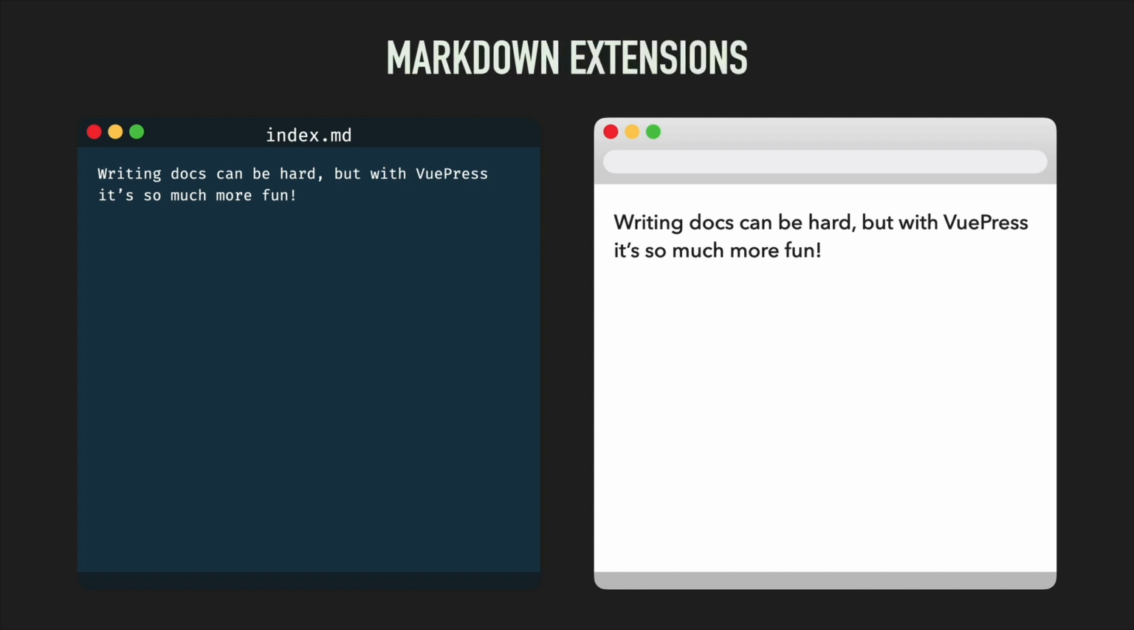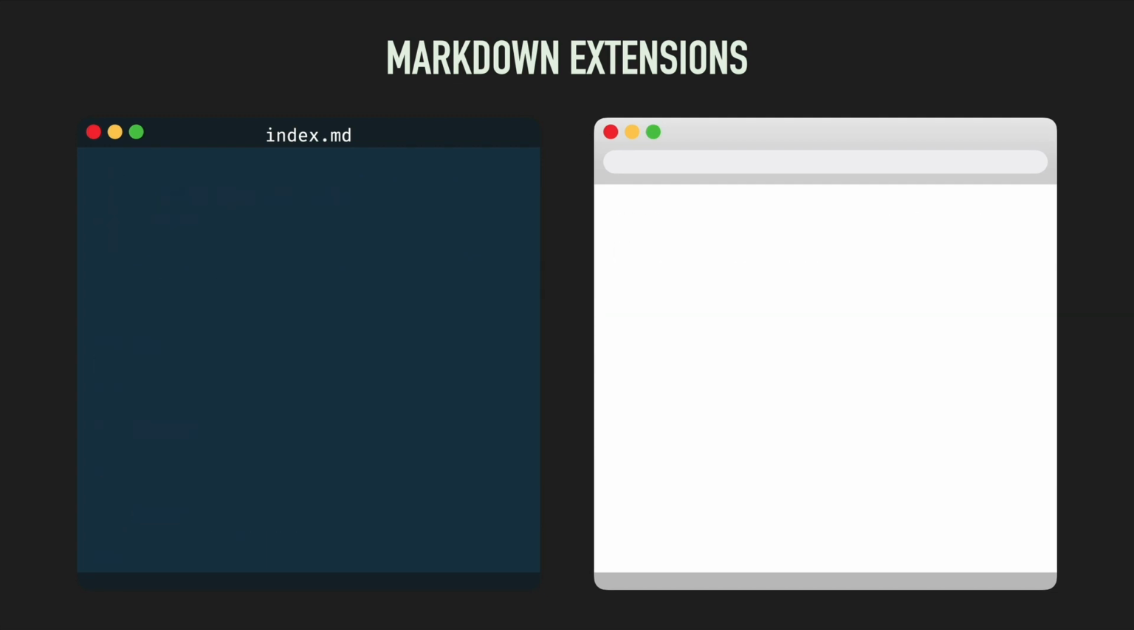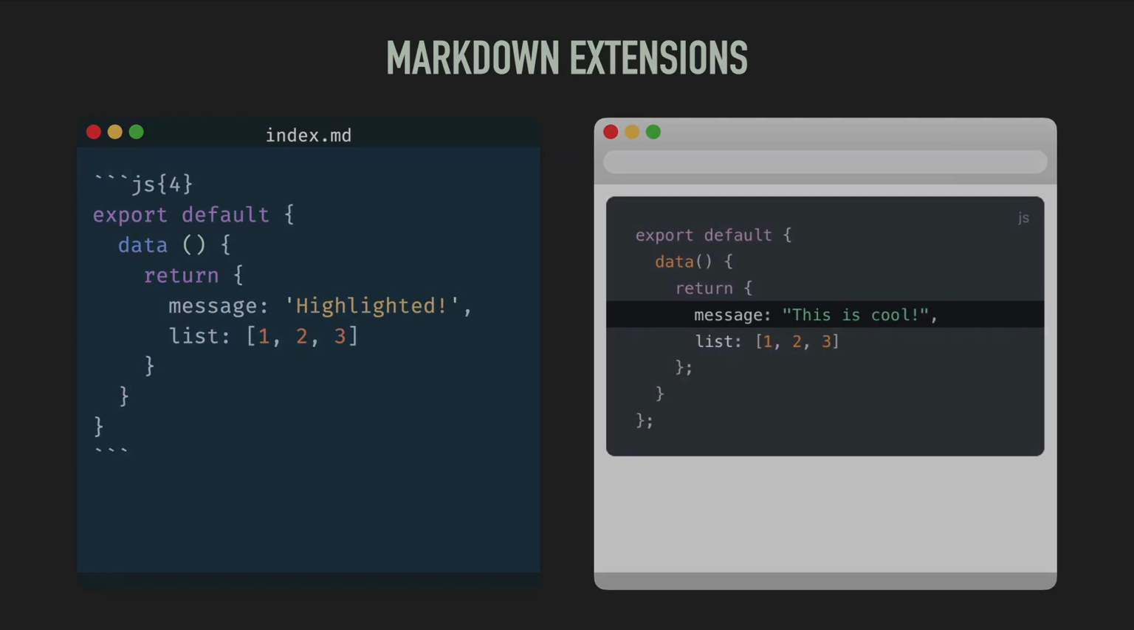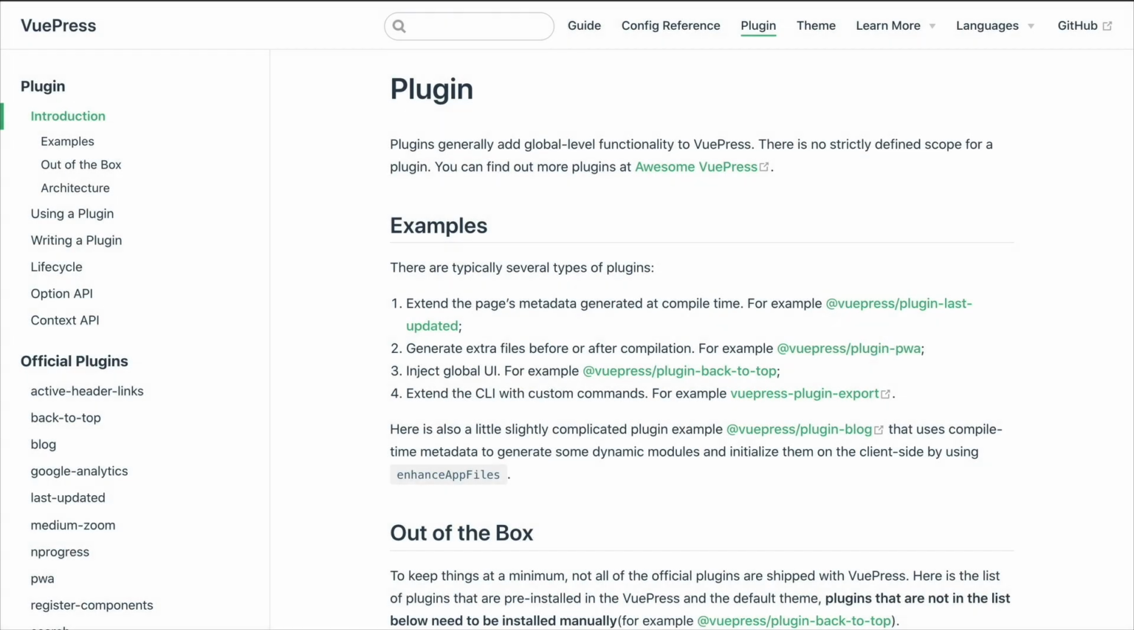You also get built-in extensions for an enhanced Markdown writing experience, such as front matter support, custom containers, code syntax highlighting, and much more. VuePress also comes with an extensible theme API so you can make your docs look just the way you want, as well as a plugin API to extend functionality according to your project's needs.